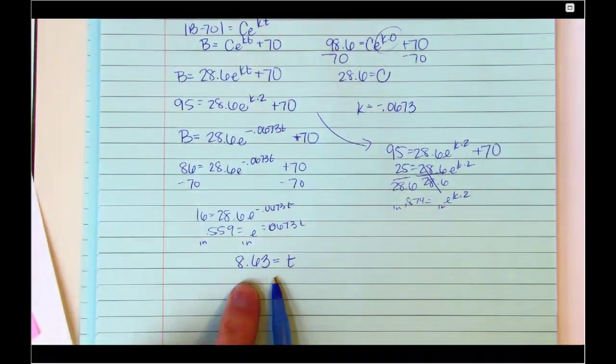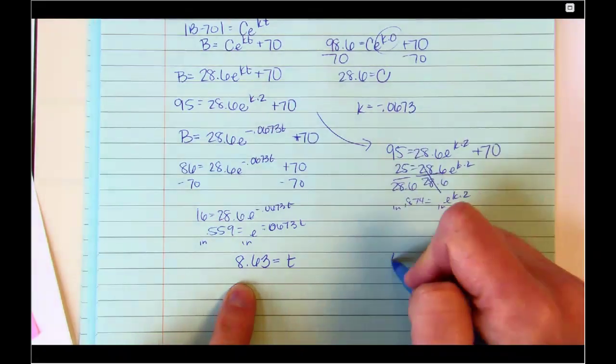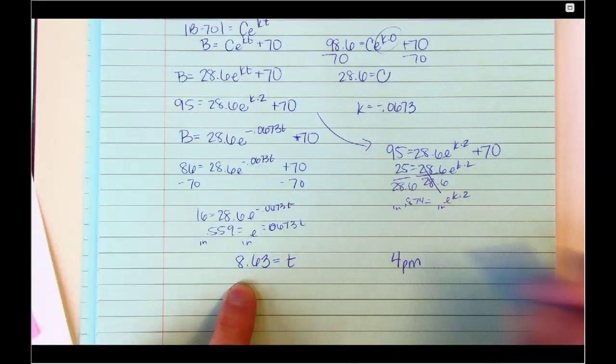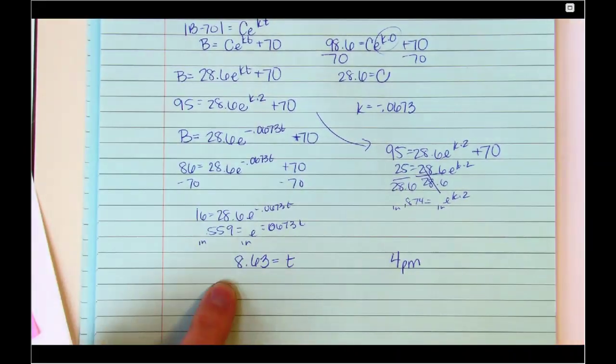Okay, so I have 8.63 hours. So let me remind you about clock math. If it's 4 p.m., back up the 8 hours. So that gets you to what?